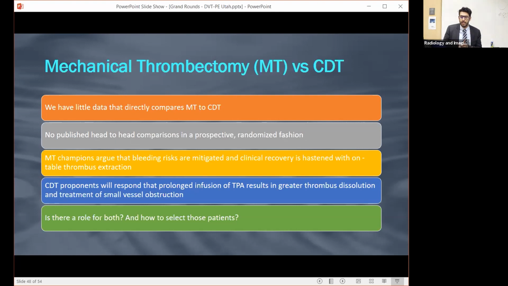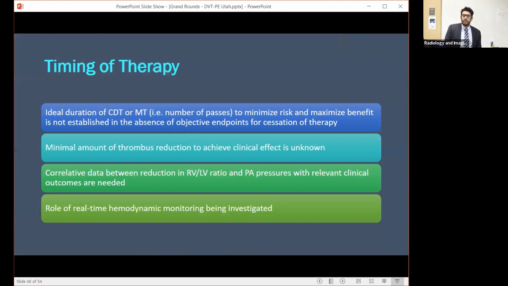And then you may meet people who say, I think there's a role for both, it just depends on the situation. And that's probably where I fit in. And the question is then, how do you select those patients out? We talked about timing of therapy and reducing the amount of clot. We don't really know how long CDT should be. We don't know how many passes you should do for thrombectomy. These are all the nuanced questions. It's not very binary.